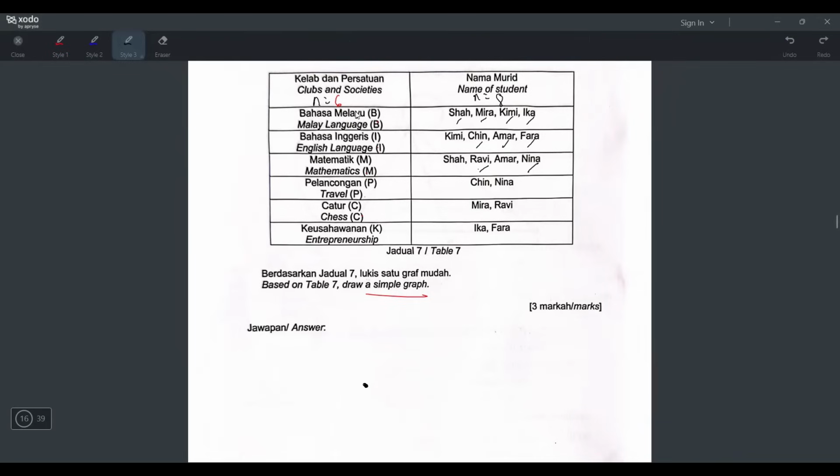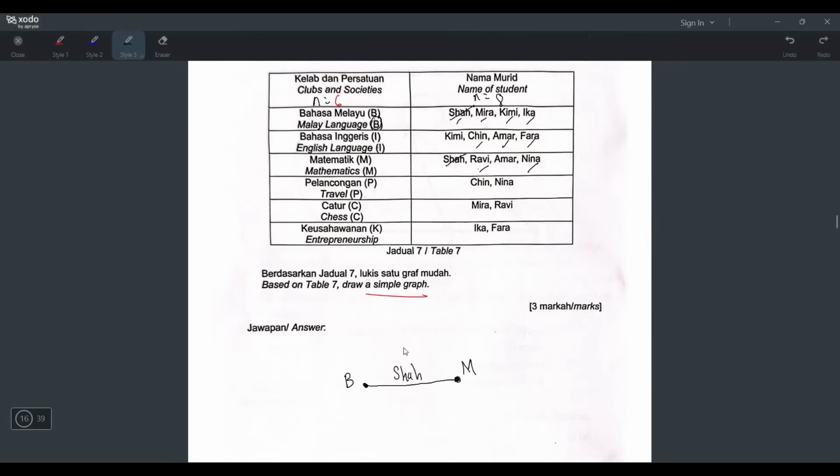Okay, so the first dot I will write BM, but they said use the big B to represent Malay, so that's the Malay big B. Now it's time to check siapa yang suka BM. So you have Shah, Mira, Kimi, Ika. So Shah, actually her name appear dua kali tau. Dia suka BM and also another subject which is mathematics. That means I have to draw a line from BM from B to mathematics M, and then the line I have to write Shah.